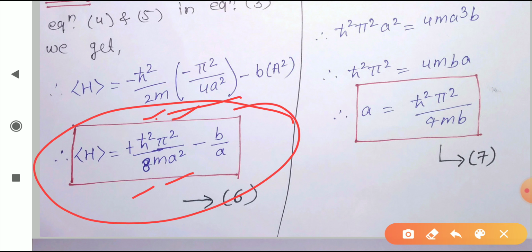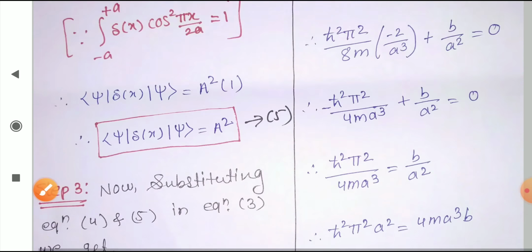But again, it is not the complete one. We have to find the variable parameter, that is the variational parameter, to get the final answer. First we will find the variational parameter, then we will substitute here to get our final answer. Clear? So to get the variational parameter, it is very simple.